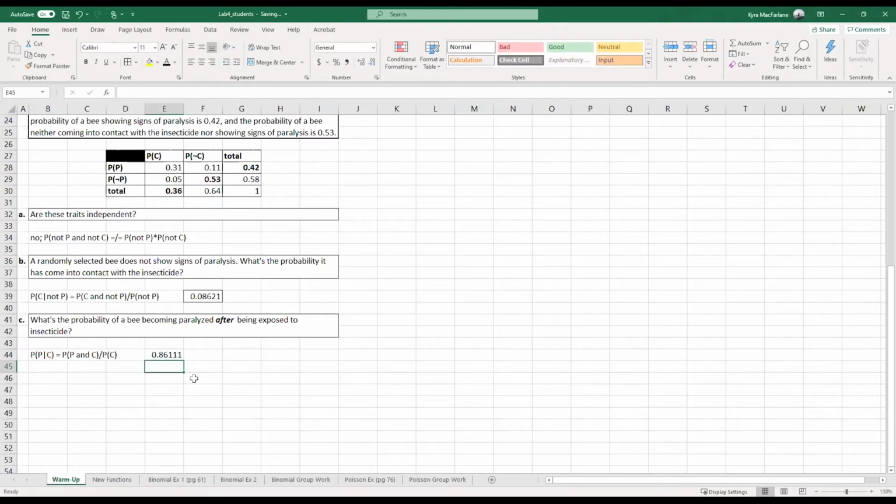If a bee comes into contact with insecticide, we expect it'll probably be paralyzed, or have paralysis. Same for here, right? If we say that a bee does not show any signs of paralysis, there's a low chance, a 0.08 chance, or an 8% chance, that it has come into contact with the insecticide.